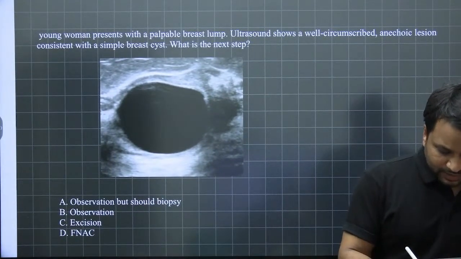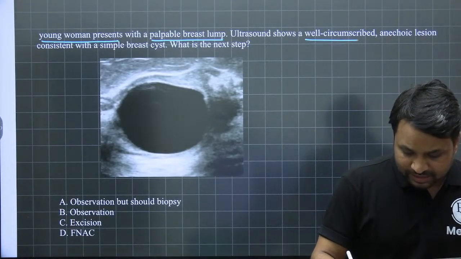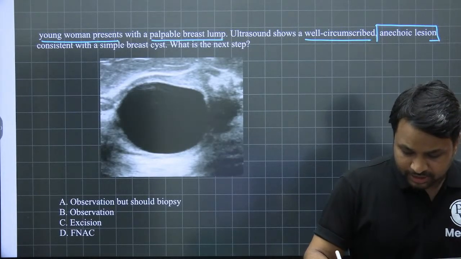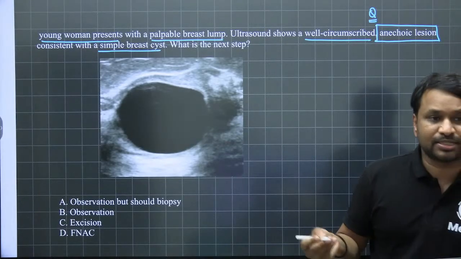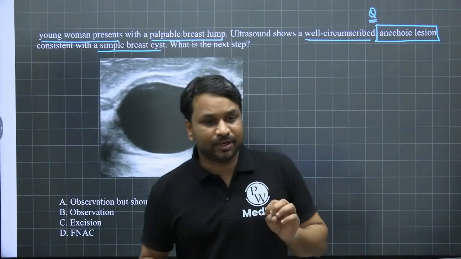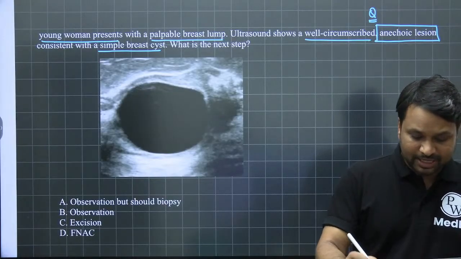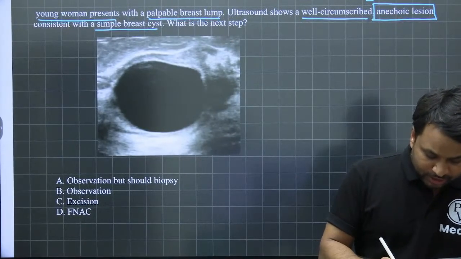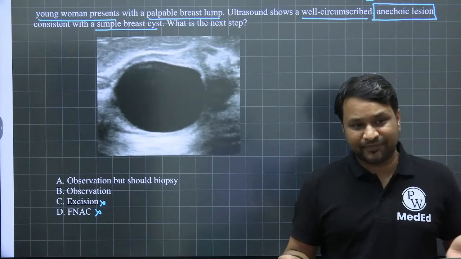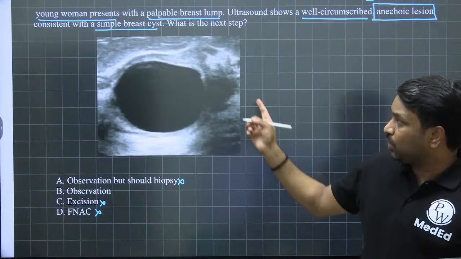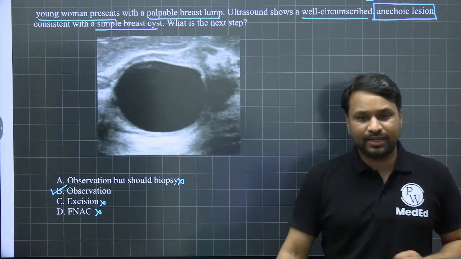The third question: a young woman presented with a palpable breast lump. Ultrasound shows a well circumscribed, and this is your pickup point, anechoic lesion consisting of a simple breast cyst. What is the next step in the management? Remember, when you talk about an anechoic lesion, which is a simple breast cyst, it is going to be an absolutely benign condition. So there's no need for FNAC or excision. If it is anechoic and uniform shaped, you don't need to do anything. Just observation is what is required in this case.